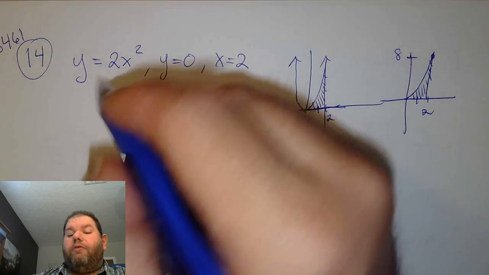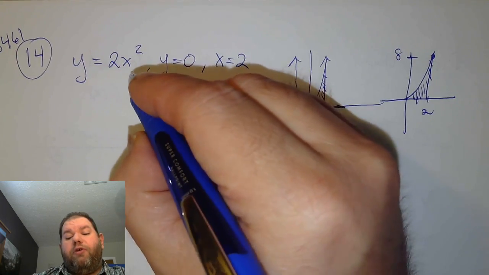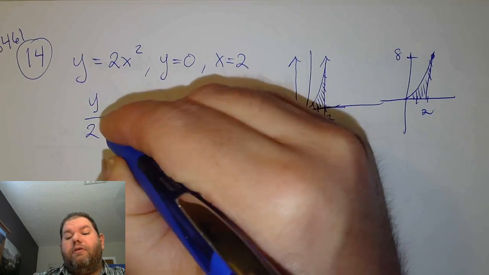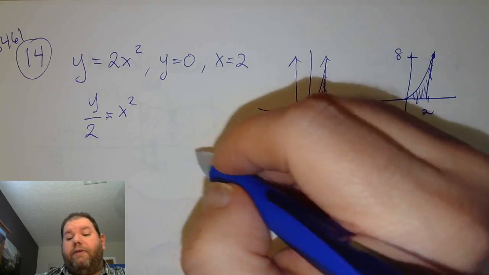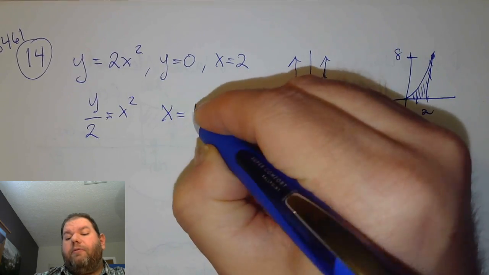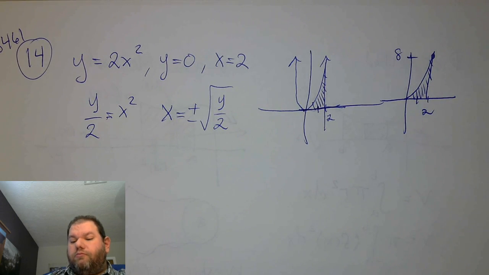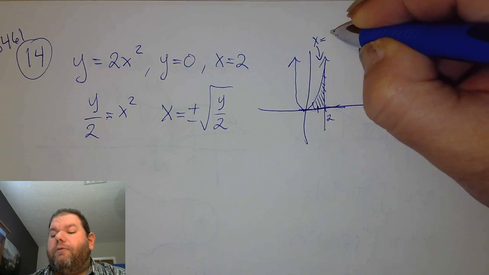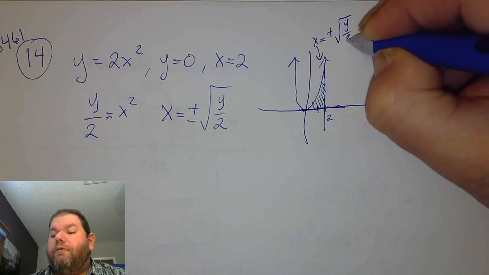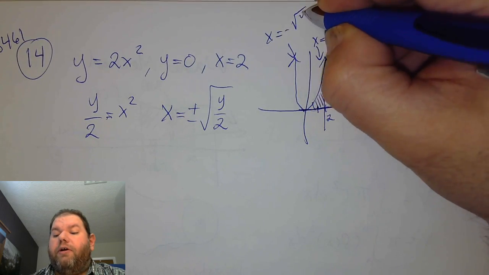So while we know that this curve is defined as y equals 2x squared, we also know that y over 2 equals x squared, and so we solve that for x and say x is plus or minus the square root of y over 2. So if we need to use the y-axis, this part of the curve is x equals positive square root of y over 2, and this part of the curve is x equals negative square root of y over 2.